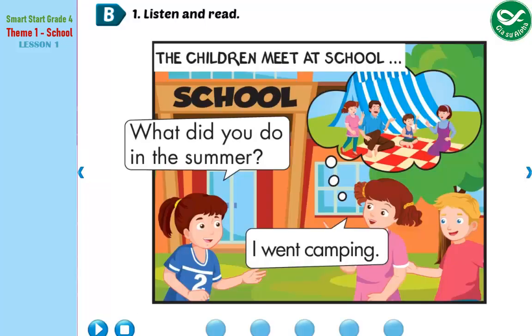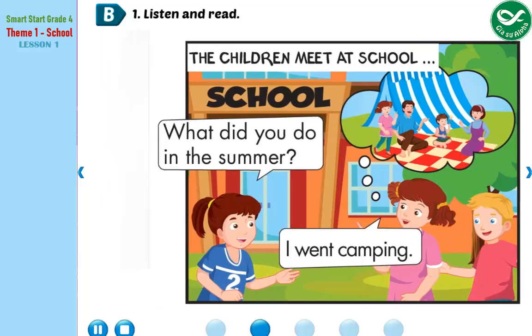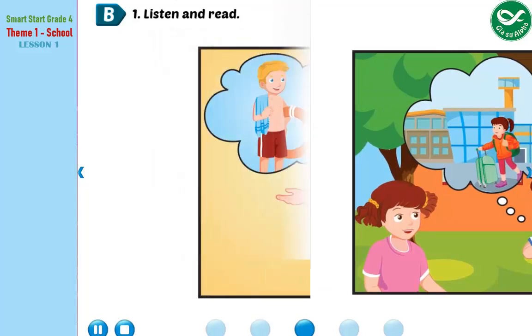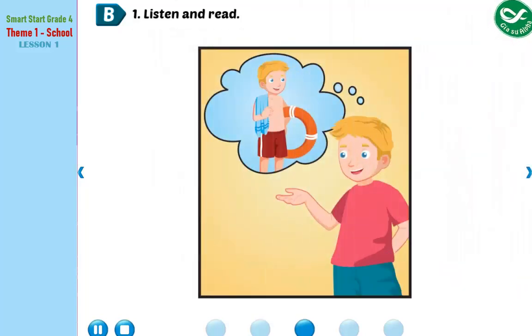B. 1. Listen and read. The children meet at school. Hello, Jane. What did you do in the summer? I went camping. What about you, Lucy? What did you do in the summer? I went to the farm, my grandma's farm. And you, Nick? What did you do in the summer? I learned how to swim.